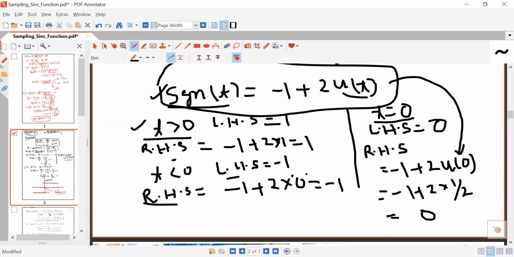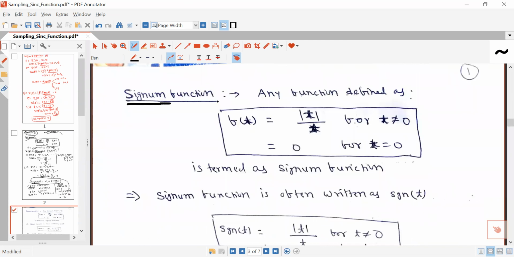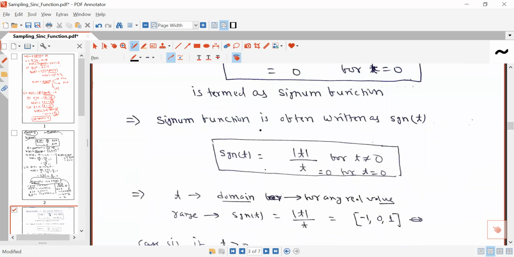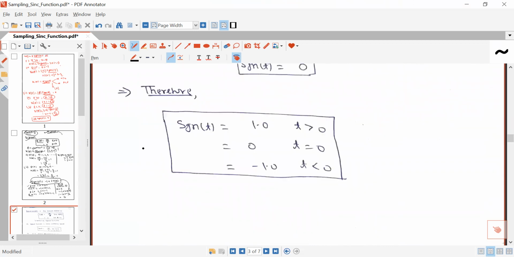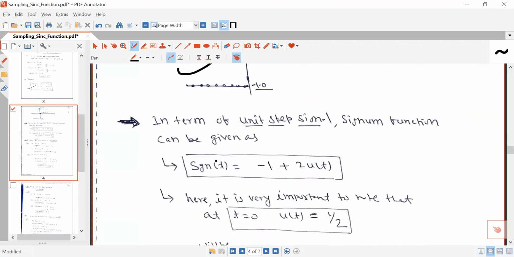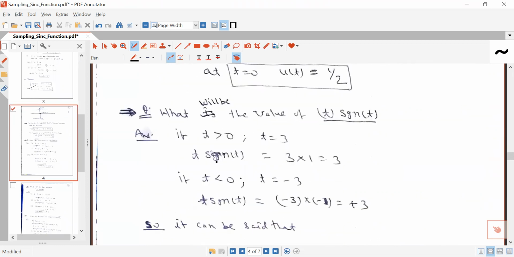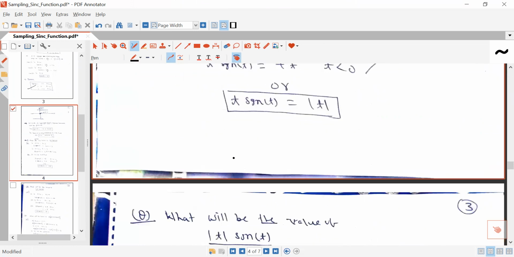So this is about the signum function, and this PDF file I have already given to you. So you go through this PDF file. Every concept has been discussed here. You can check each and every concept given in this PDF file. So you can go through this PDF file for better understanding of signum function.